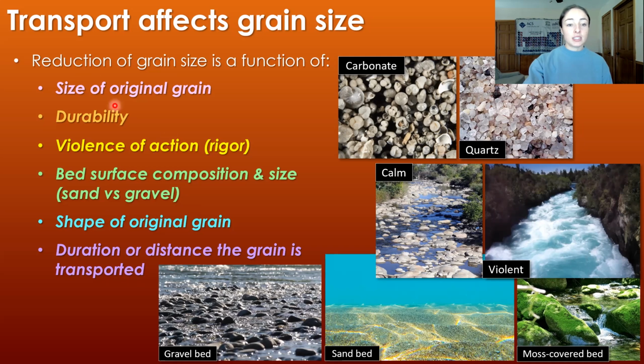So not only does the size of the original grain matter, but also the durability of the original material, as well as the shape of the original grain. And this will play an even bigger role when we talk about roundness through transport in the next video. The last factor that plays a major role in the reduction of grain size during transport is the duration or distance in which the grain is transported. Obviously, like we talked about, carbonate grains are not going to last very long, and quartz grains will last much longer. And so the reduction of those grains is going to change drastically depending on how far they're transported.